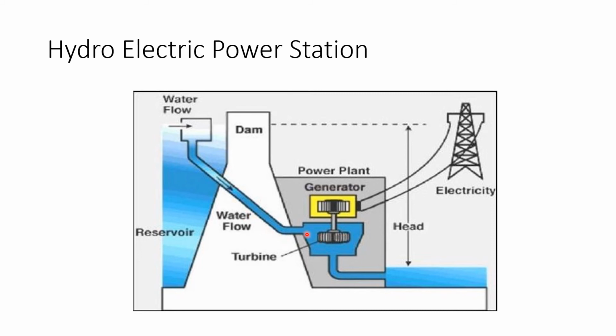So the potential energy of stored water is converted to kinetic energy, and that in turn rotates the turbine. The turbine is connected to a generator which works on the principle of electromagnetic induction, and that produces electricity, which can be sent over long distances with the help of transformers and electric power lines. So basically, in a hydraulic power station, the stored potential energy of water is converted to kinetic energy, and thereby to electrical energy using a generator.